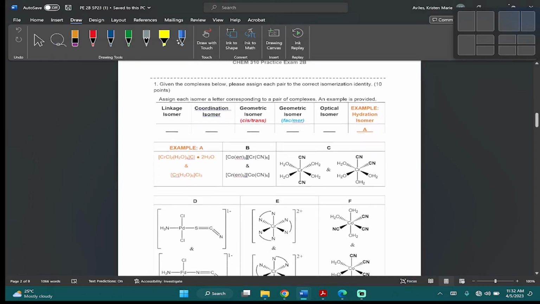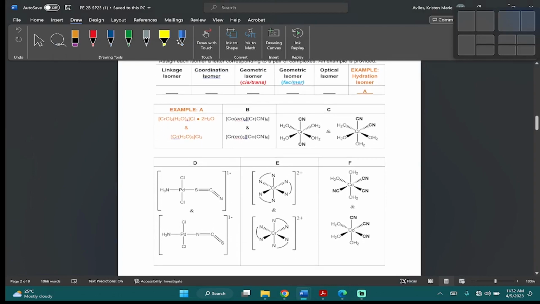Alrighty, so we're just going to talk about some isomers. In the first one, they give us 6 different types of isomers. One of them is already identified, hydration isomer. You guys didn't explicitly go over what hydration isomers were. You don't need to know them. That's why it's the example, but it's just moving around waters. So example A, that's just to show you how this problem is done.